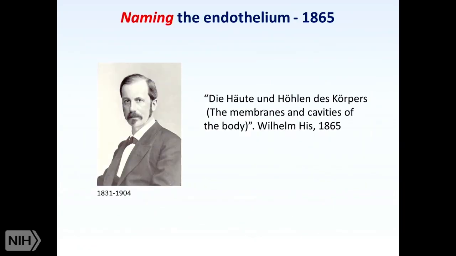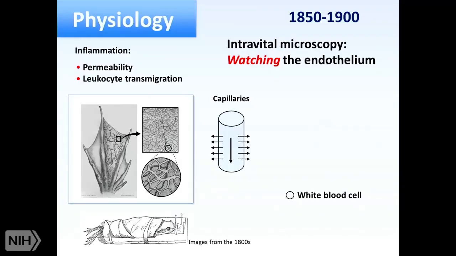Now, 5 years later, Wilhelm His decided to name the endothelium, to differentiate it from other types of epithelium. This was a major development because it said that the endothelium is now a thing. It is an object that is worthy of investigation in its own right. A very, very important development in the field of endothelial biology.